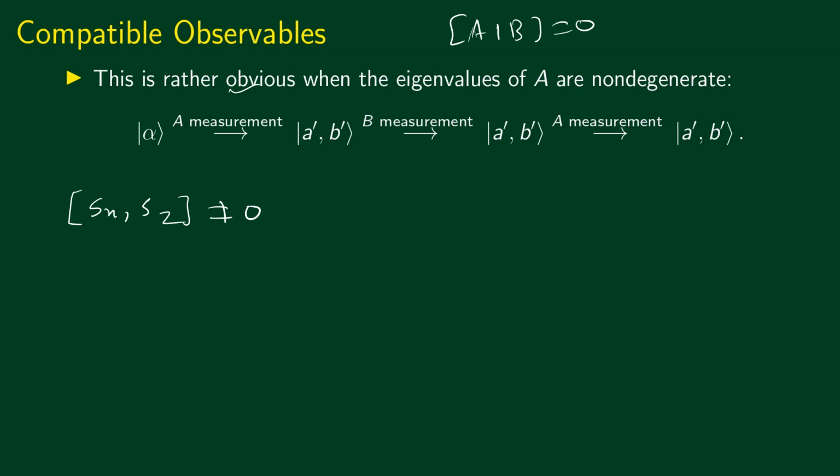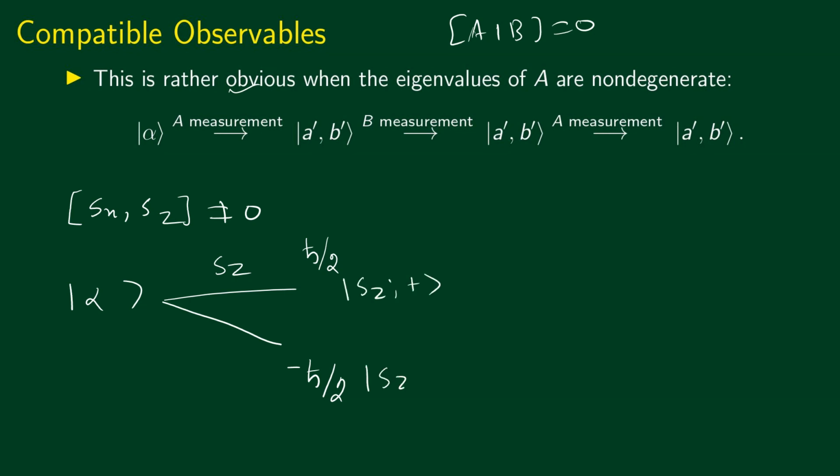Let's discuss this so that we can put things in context a little bit. Suppose I have a beam of silver atoms represented by some arbitrary ket alpha. Now I make a measurement of Sz on it, the Z component of spin. We know that there are two possibilities. We could either get eigenvalue plus h bar by 2 or minus h bar by 2. In this case, we say that the state is Sz plus and the state here is Sz minus.